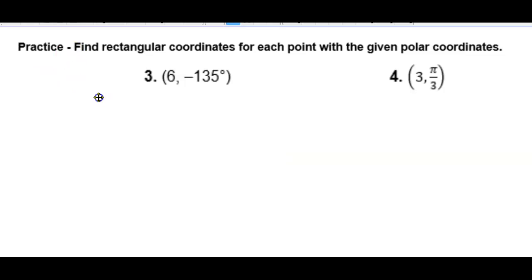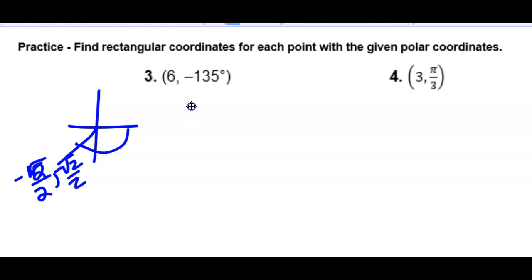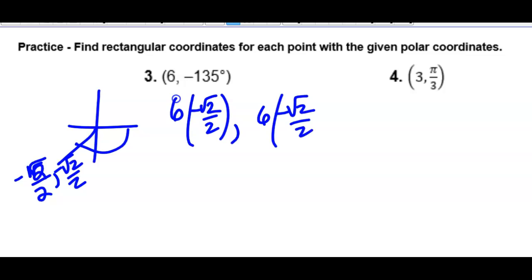All right, quickly, let's see, negative 135 would be here. The ordered pair would be negative square root of 2 over 2, negative square root of 2 over 2. So this would be 6 times the cosine value, comma 6 times the sine value, and 2 goes into 6 3 times to get negative 3 square roots of 2 both times.